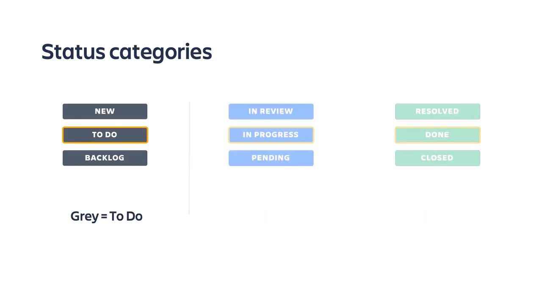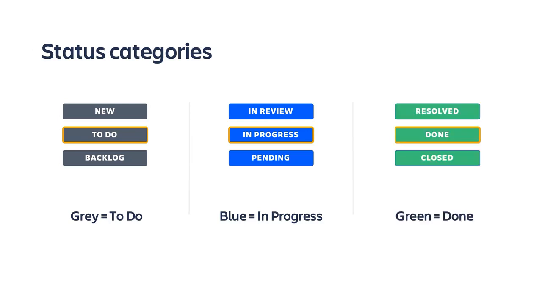The colors represent status categories. Gray statuses are from the to-do category, which equates to states in which work hasn't yet started. Examples of these statuses are new, to-do, or backlog. Blue statuses are in the in-progress category. These statuses, such as in review, in progress, and pending, tell the user that work is taking place on the issue. Green statuses have a category of done, signifying that there is no more work to be done on issues in this status, with examples being resolved, done, or closed.